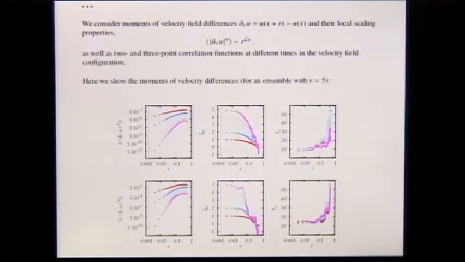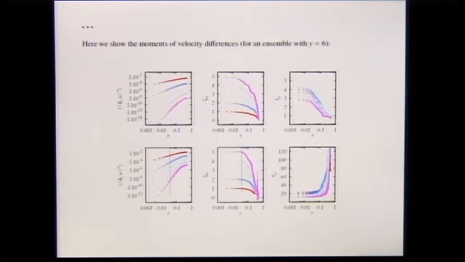You should always watch out that you really sample all areas, in particular where you want to extract your scaling behavior. A second example, going to a much more non-local forcing with the choice y equals 6. So that's a decay with exponent minus 3 for the forcing correlator. Here, the same picture applies.